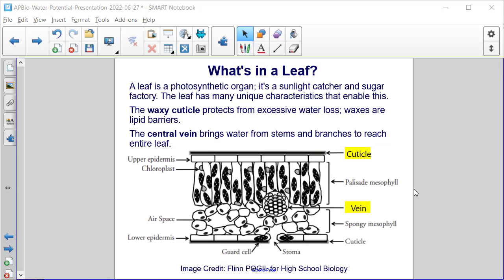Remember that some water is lost as a gas through transpiration, and that's necessary to keep that pressure that we talked about to allow water to continue to flow upward. But too much water loss is not good, and so the waxy cuticle protects from excessive water loss because waxes are lipid barriers. The central vein, right here, and remember we're looking at a cross section here, so if you're looking straight in, water would be flowing straight in or straight out of the page. The central vein brings water from stems and branches to reach the entire leaf.